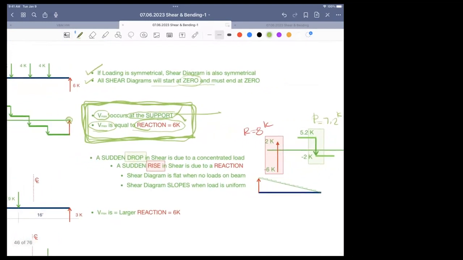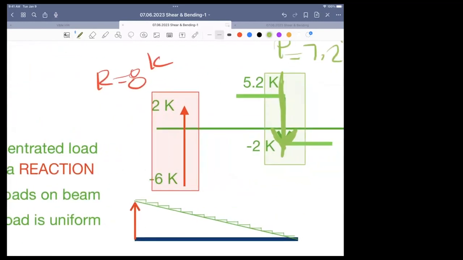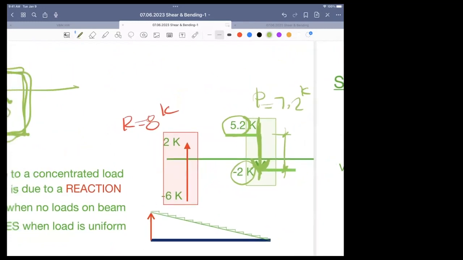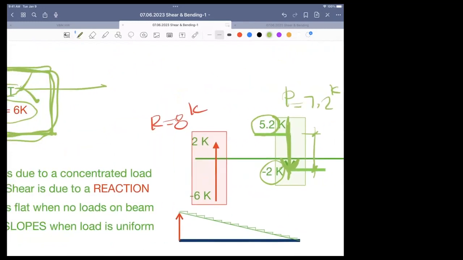A sudden drop in shear, like this one, is due to a concentrated load. So if I look at this partial shear diagram, the shear went from 5.2 kips, it dropped down to -2. Well, then that is the amount of the concentrated load, 5.2 plus 2. So a total drop of 7.2 kips. Versus, I look at this reaction here in red, it went from -6 and another 2. So this reaction is 8 kips. It's basically the total arrow.